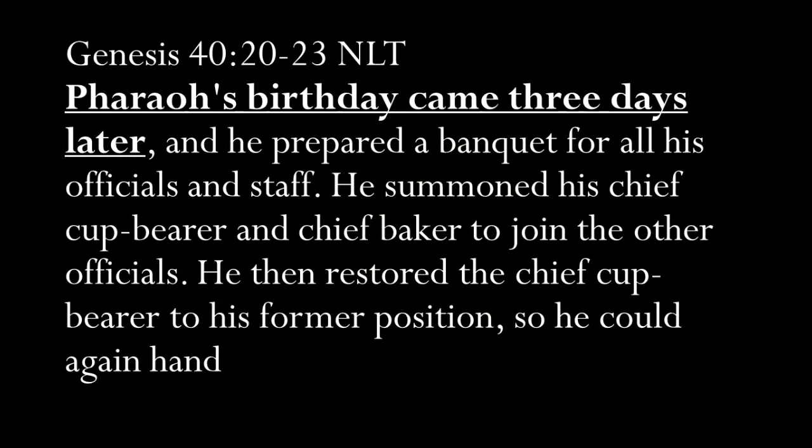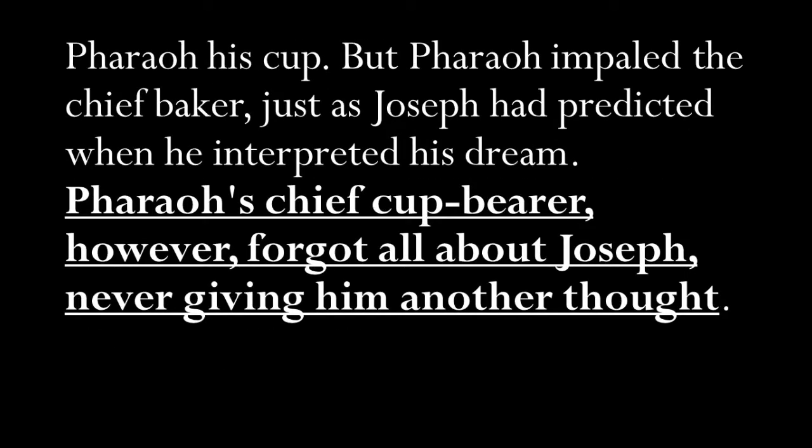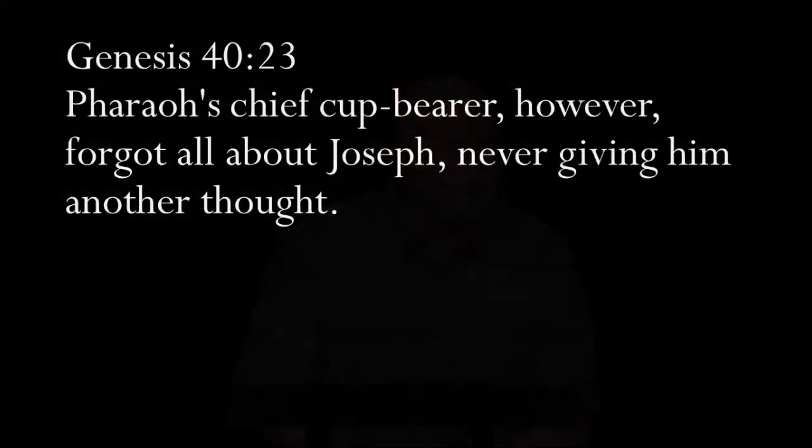And he prepared a banquet for all his officials and staff. He summoned his chief cupbearer and chief baker to join him with the other officials. He then restored the chief cupbearer to his former position so that he could again hand Pharaoh his cup. But Pharaoh impaled the chief baker, just as Joseph had predicted when he interpreted his dream. Pharaoh's chief cupbearer, however, forgot all about Joseph, never giving him another thought. Do you see that? Pharaoh's chief cupbearer, however, forgot all about Joseph, never giving him another thought.